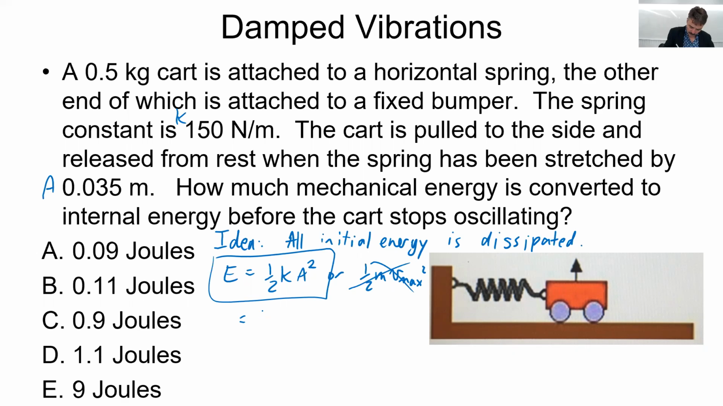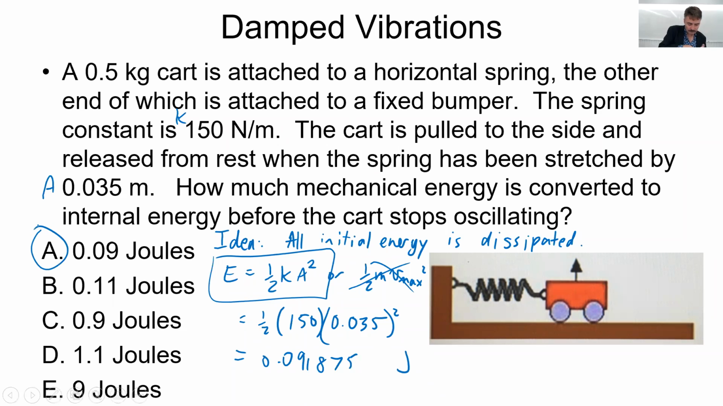So it's 1/2 times 150 times 0.035 squared. Let's see who got it. Yeah, and when I worked that out on my calculator, I got 0.091875 joules. So great job, 65%. Be all set for tomorrow night.